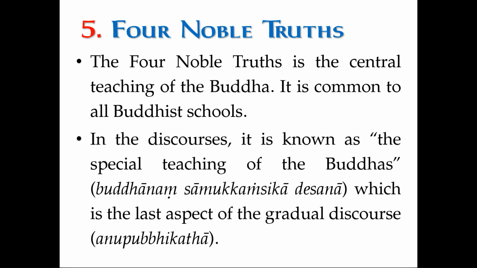In the discourses, it is known as the special teaching of all Buddhas, Buddhanam Samukkamsika Desana. Actually, we have a graduated discourse. When the Buddha taught a normal audience, he used a method called Anupubbikatha, graduated discourse, starting from Dana, Sila, and Sagga. Sagga means a good destination. If you do Dana and keep precepts, then you will go to a good destination. The next one is Kamanam Adinava, how dangerous sensual pleasures are, and the benefit of overcoming them, getting higher. After that, the Buddha preached the special Dhamma, that is called the Four Noble Truths.